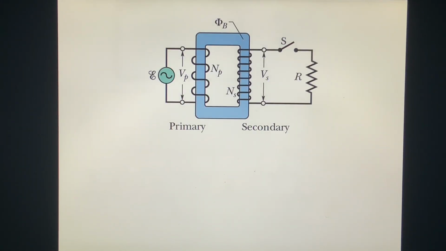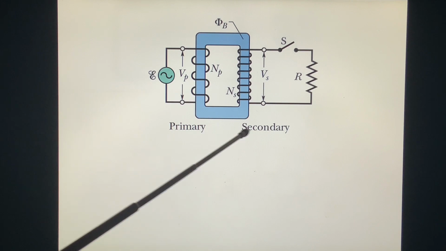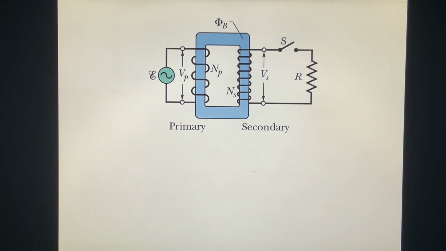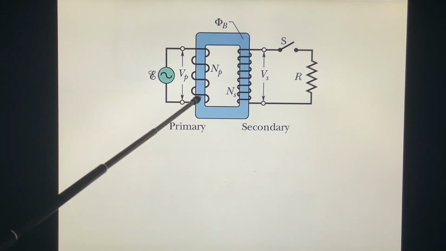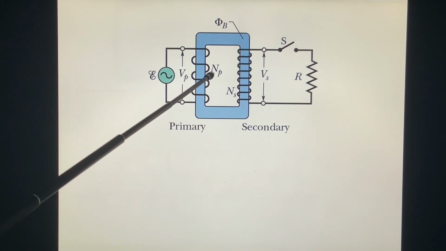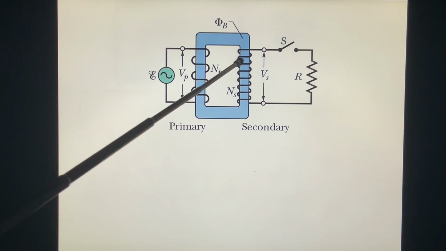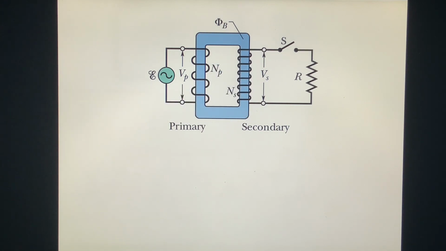This is a transformer. We have a primary coil and a secondary coil. This is an electromotive force. This is V primary and this is V secondary. And this has NP turns, and this has NS turns.